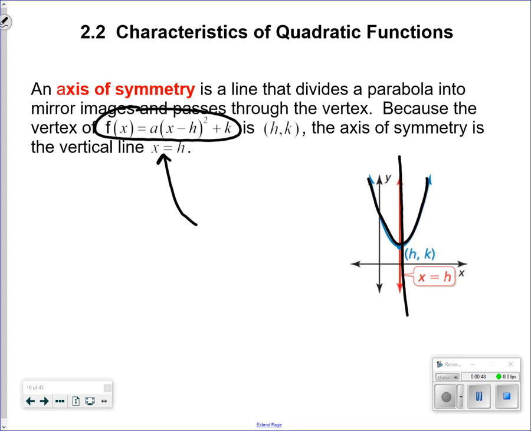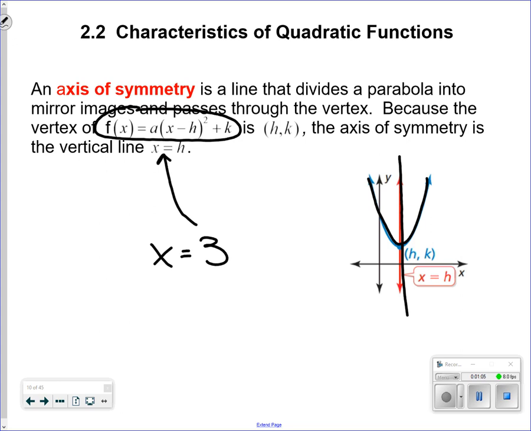If it's an up and down parabola, it's a vertical line of x equals h. And yes, you need the x equals, because if you just said 3, then I wouldn't know how to graph that. But if I said x equals 3, then yes, I know how to graph that line. So it's a vertical line at 3. So again, axis of symmetry.